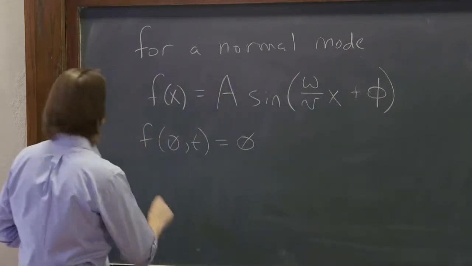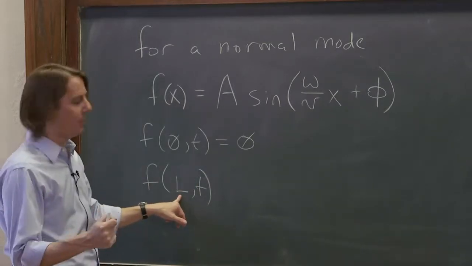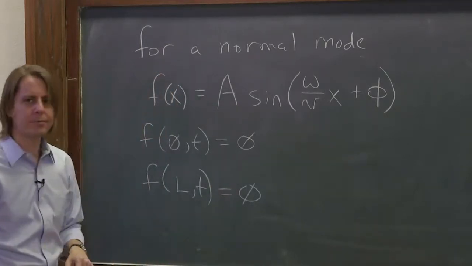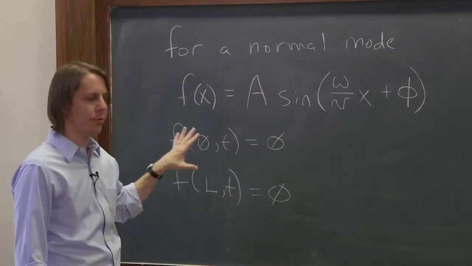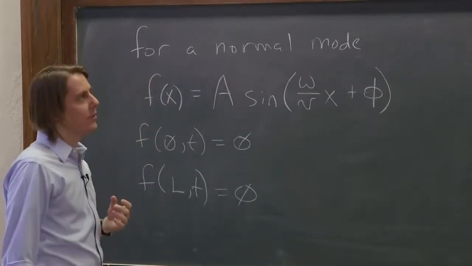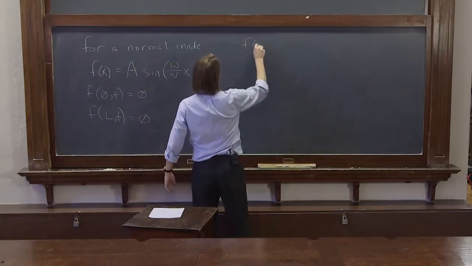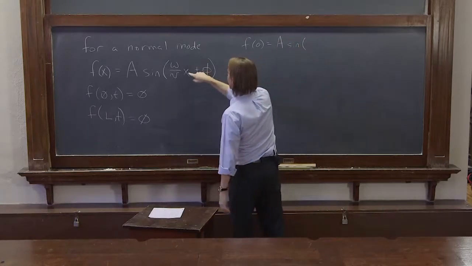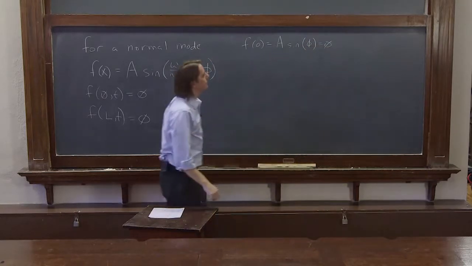We could write another one, f of L and t. So at the other end of the string, it's also clamped. At all times, at any t, it's 0. Because if we put a 0 in the function for f, times that cosine is still going to be 0. So this will drive y to be 0 if f is 0. So let's plug in these boundary conditions. If we have f of 0, that's going to be a sine of 0 plus phi. So the x part is 0 equals 0.